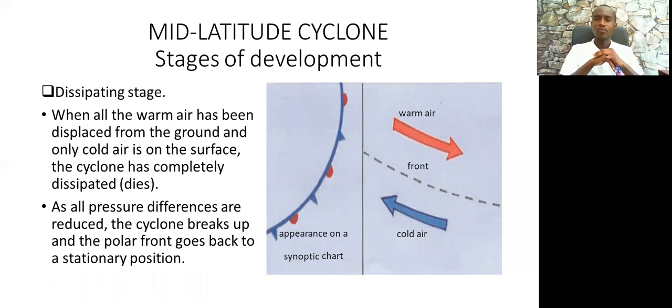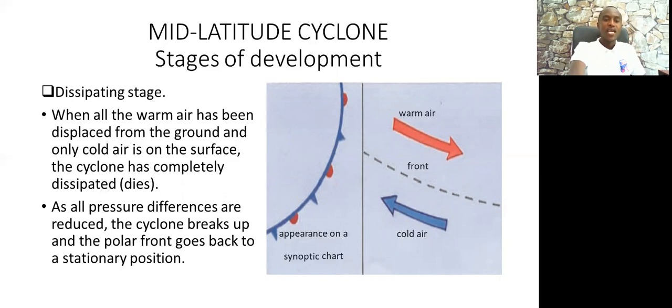Dying stage, because now we are saying all the warm air is lifted up. We no longer have warm air lifted up, and that means there are no more clouds formed and there is no more rain coming. Okay, so that's what we're saying here. Dissipating stage, this is a dying stage. Then you start to see that rain starts to die away.